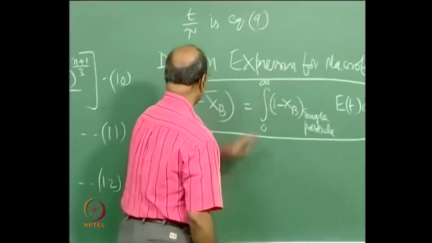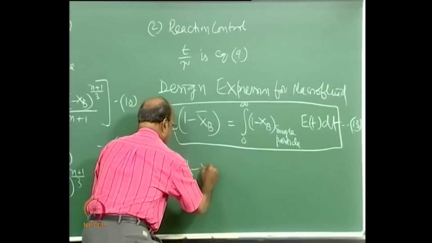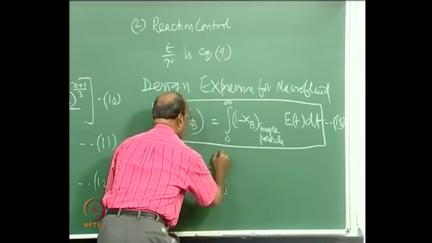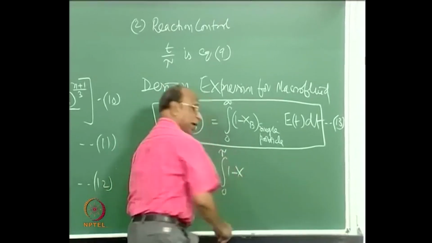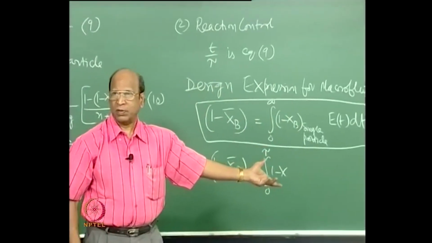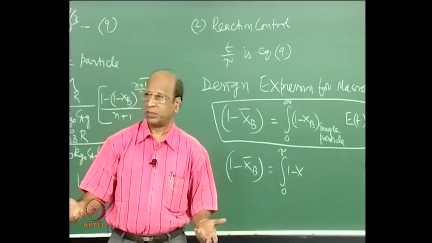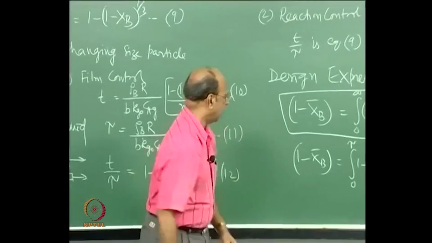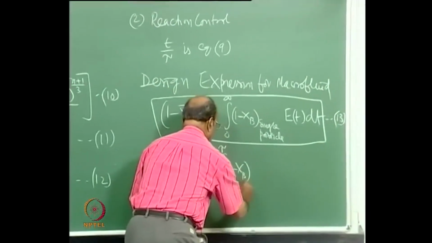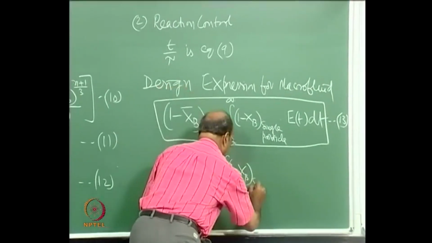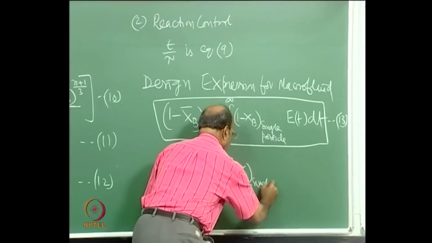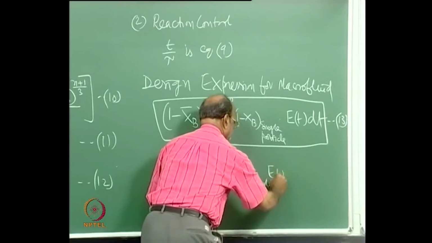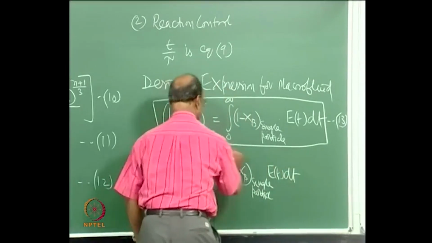So, this equation is 1 minus x bar b, this you write first, then the integral is from 0 to tau. Beyond tau you do not have x b equal to 1, so that function disappears. That is why the maximum is tau, for a single particle, times E t dt. This is the actual equation.